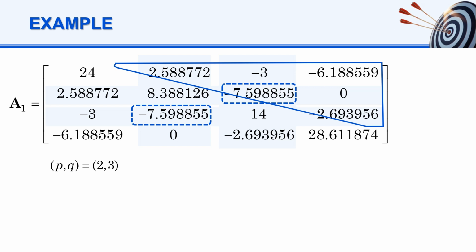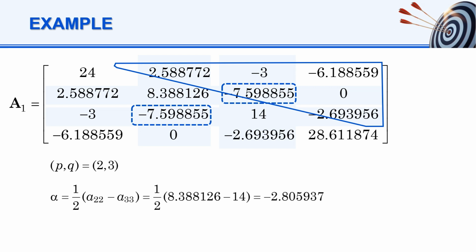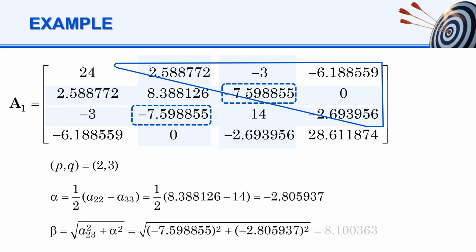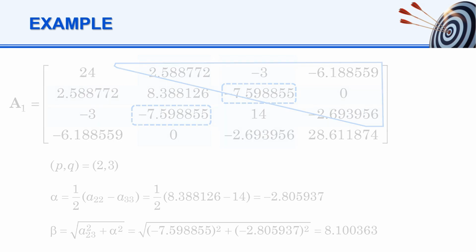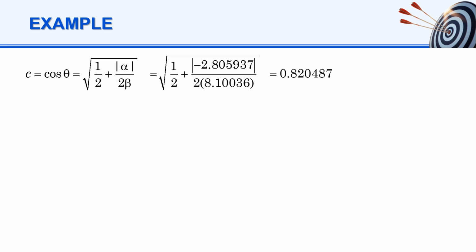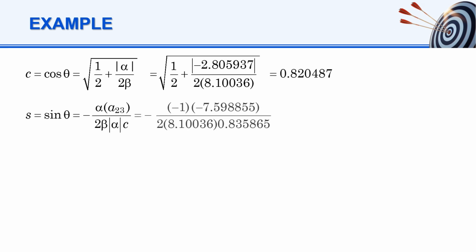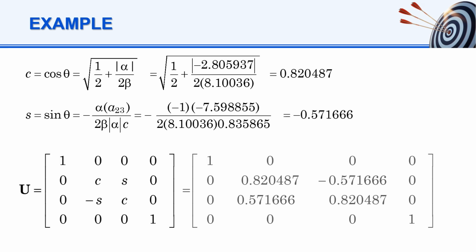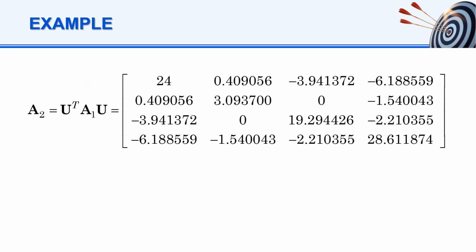To find the cosine and sine of the rotation, we calculate the quantities alpha and beta as follows. Now we can calculate the rotation cosine and sine values as follows. Then the rotation matrix U is constructed as: applying the orthogonal transformation to matrix A1, we find A2 as follows.